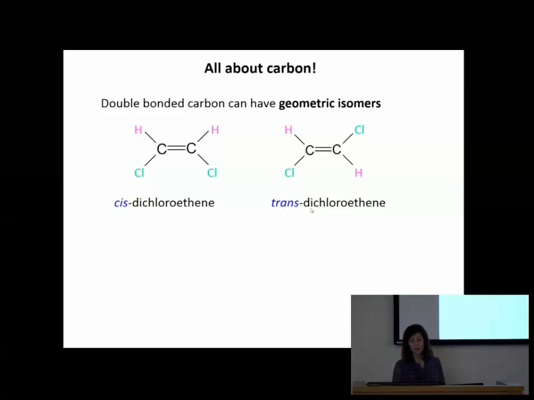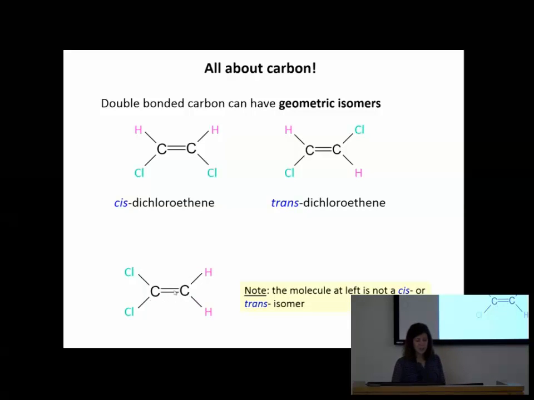So this one cannot be a geometric isomer. It doesn't have the possibility because each carbon doesn't have two different groups on it. So you have to have both carbons with two different groups on it.